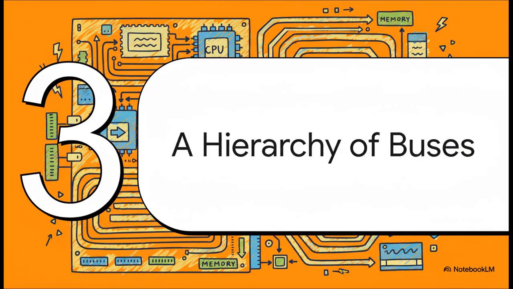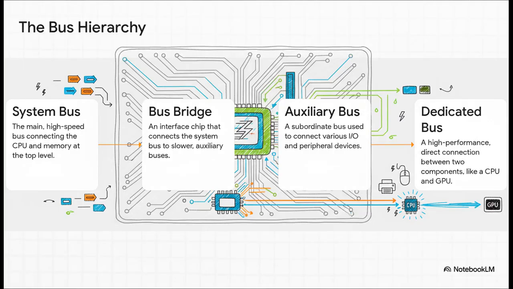But here's the real kicker. Modern computers don't just have one bus. No, that would be too simple. To solve that whole speed versus distance problem, they use a whole hierarchy of them. At the very top, you have the system bus. This is the main high-speed freeway connecting the CPU and memory. From there, a thing called a bus bridge acts like a highway interchange, connecting that main freeway to slower auxiliary buses. Think of these as the city streets where your keyboard and hard drives live.